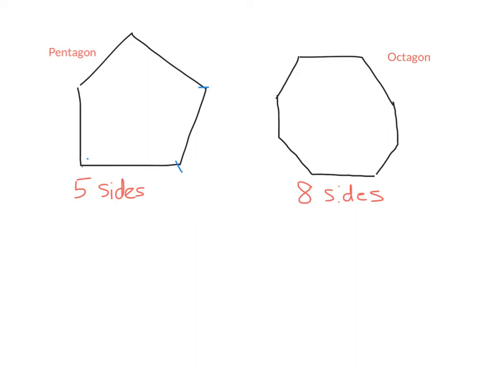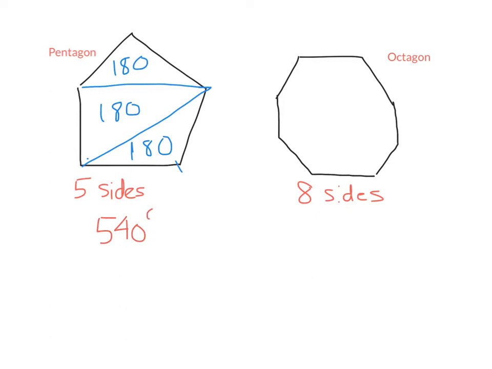Instead, we're going to divide it up like this. See, each vertex of the triangle coincides with one of the vertices of the pentagon. I've divided the pentagon into three triangles. Each of these has angle sum 180. So the angle sum of the pentagon is just 3 times 180, which is 540 degrees. This works for any pentagon.